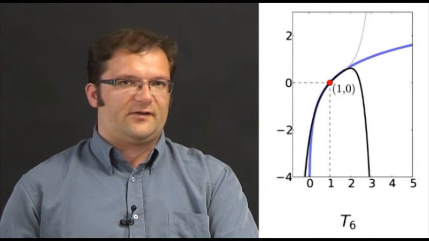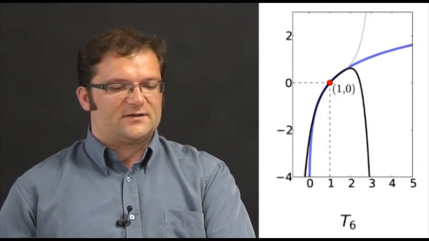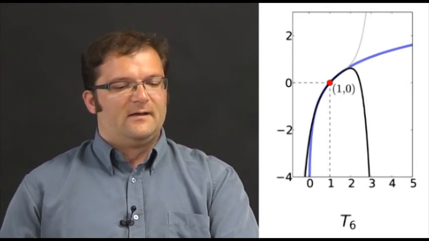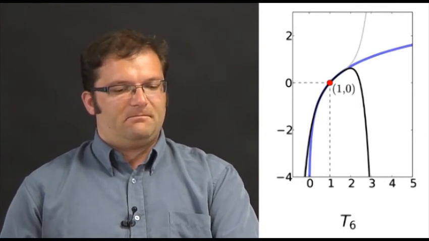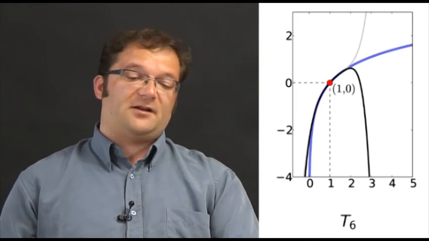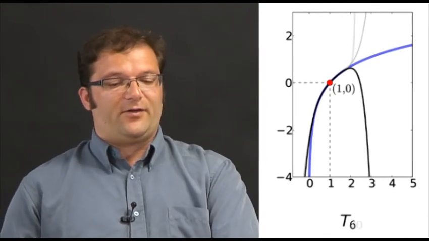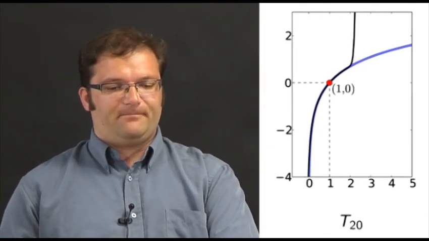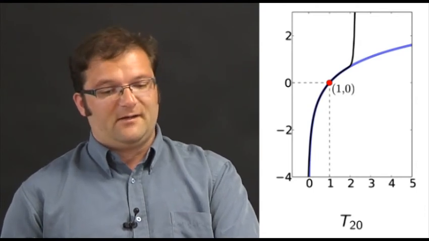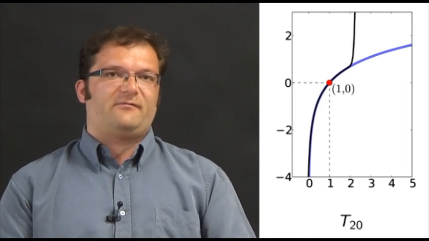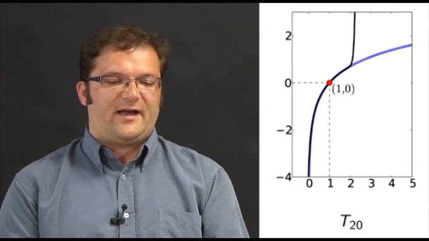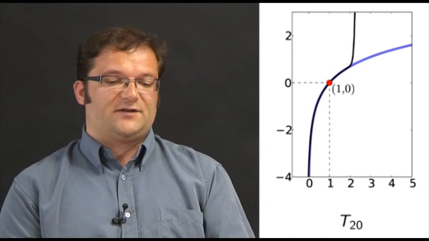In the middle, you see the graph of T6, so the polynomial of degree 6. Again, an improvement in the approximation. And then, I didn't do this by hand, but I used the computer, but never mind. On the right-hand side, you see T20. So that's the polynomial of degree 20. And you can see that this does already a very good job at approximating the function. In fact, it very much looks like the function logarithm of x, at least close to the point (1, 0).